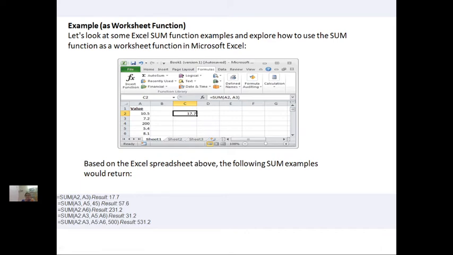Next is the sum of A2 colon A3. He is taking the range from A2 to A3, taking both the values, comma, and again A5 to A6, A5 A6, and totaling these four values and getting the result 31.2. Next he is taking the example sum of, brackets open, A2 colon A3 comma A5 colon A6 comma 500. So A2, A3, A5, A6 plus 500 gives the output 531.2. Now let us go to the next slide.